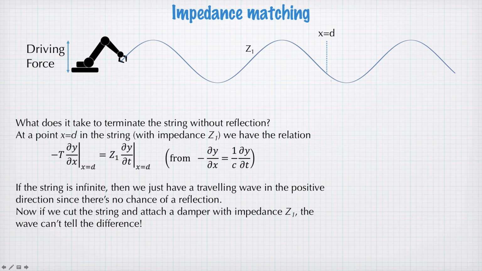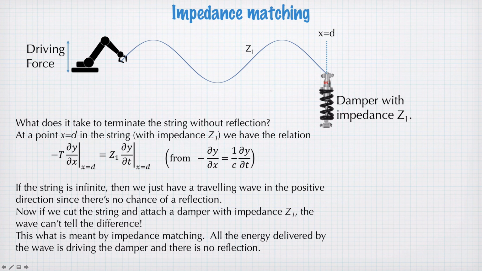But now if we cut the string and we, instead of the string here, we just add some mechanical system with the same impedance Z1, the string at this point here can't tell whether it's driving the remaining string with impedance Z1 or something else with the same impedance, because it has the same mechanical properties. So we cut the string, take it away, and instead put in some sort of mechanical system here, which we want to have the same impedance Z1. And this is what's meant by impedance matching. If this damper here has impedance Z1, same as the string, then it'll be driven and there'll be no reflection. All the energy is dumped into the damper.